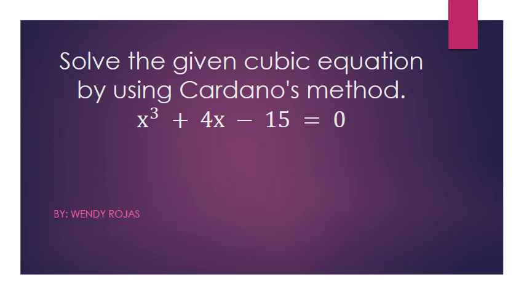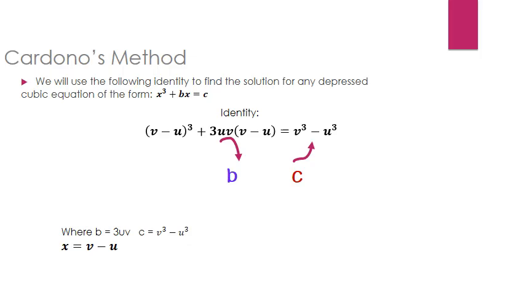Today we will use Cardano's method to solve the given cubic equation. Alrighty, so with Cardano's method, the following identity is used to find the solution for any depressed cubic equation of the form x to the third plus bx is equal to c.